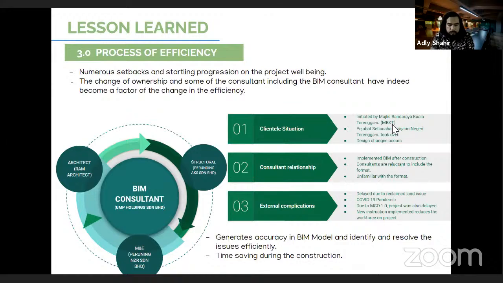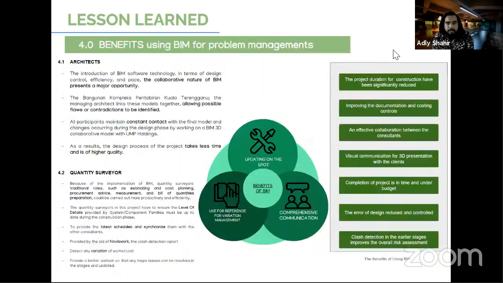So the benefit of using BIM for problem management, in terms of the consultants, is that they are updating on the spot. The models are constantly synced together. The architects and the consultants use it as a point of reference for the variations that occur, so they can put them into the costing later on. Also, there is new, comprehensive communication between the agencies that work together on these projects.